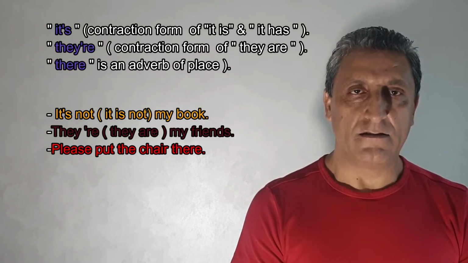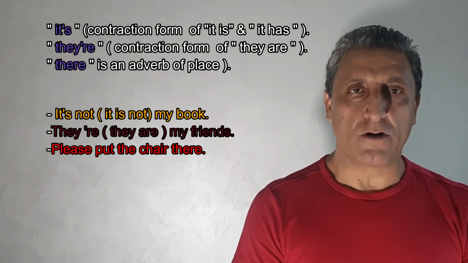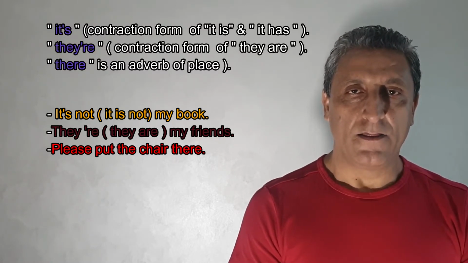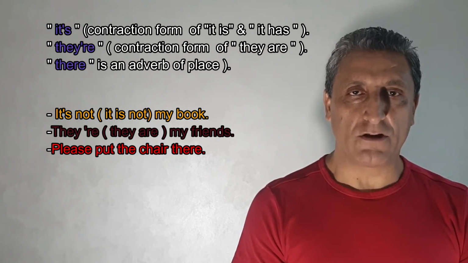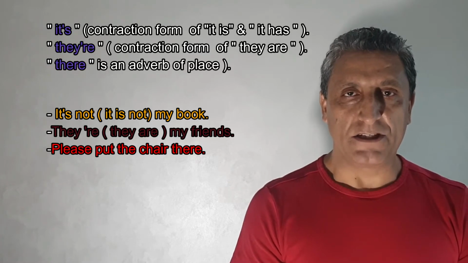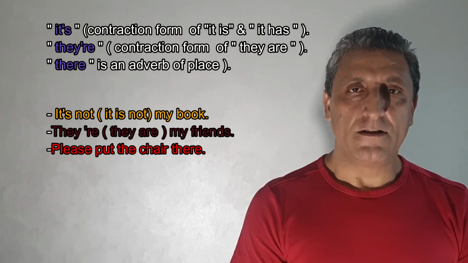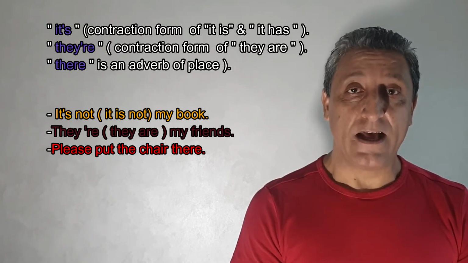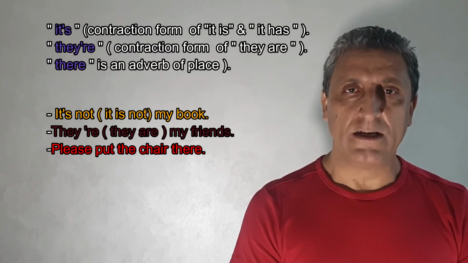Okay? So in English we have it's, it, apostrophe s. This is the contraction form of it is or it has. There is also they're, the subject pronoun they, apostrophe re. This is a contraction form of they are. And there is the adverb of place there. Okay? So it's an adverb of place.